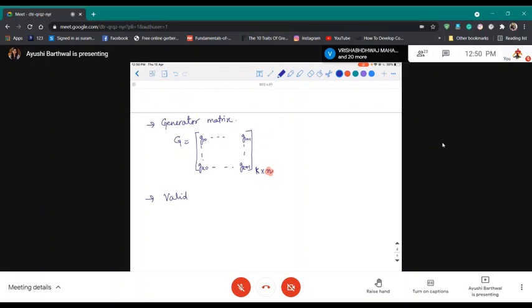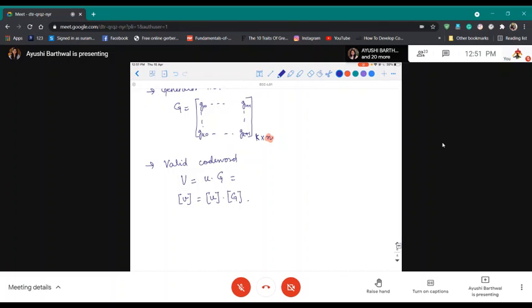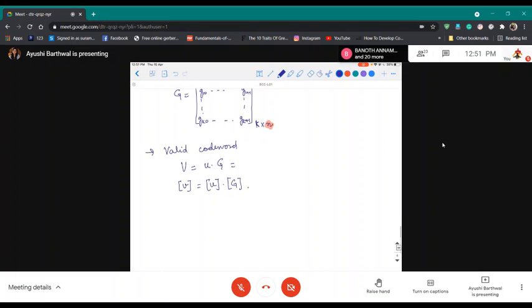And the valid code word is defined by V equal to UG, and in terms of matrix, V is equal to U dot G. And since we are denoting the valid code word by U into G, this generator matrix is generally denoted by [Ik P], where Ik is the identity matrix of order k cross k, and P is the parity matrix. It can be denoted in both forms.